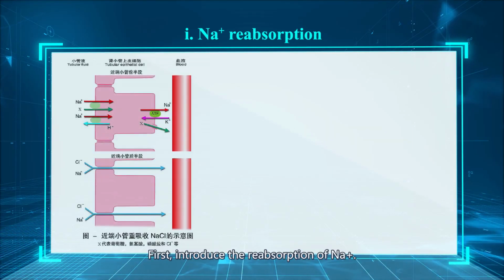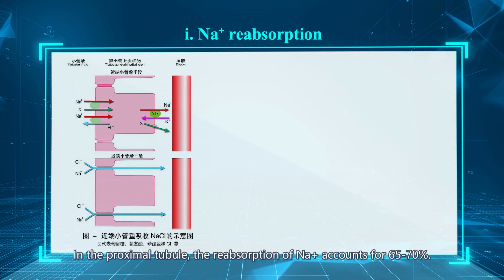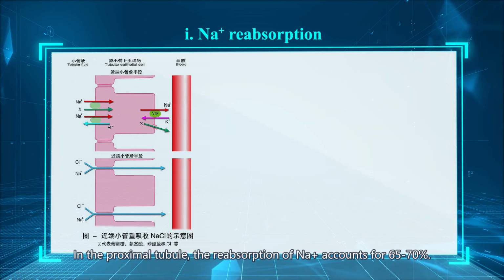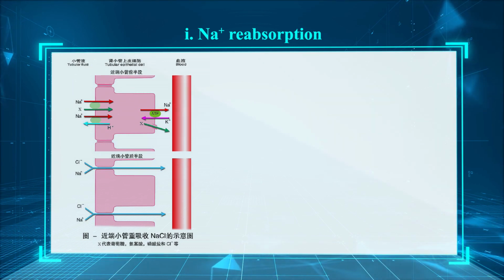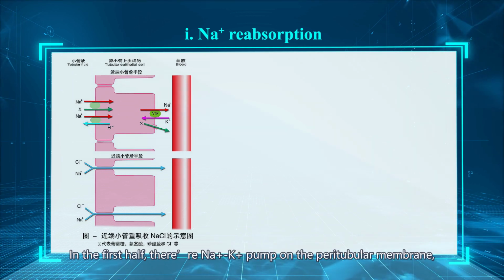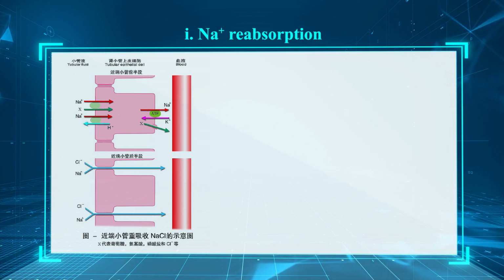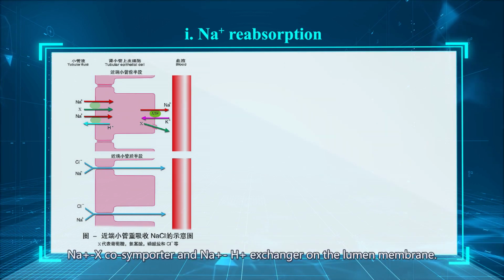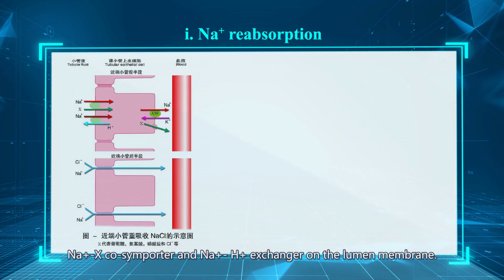First, we introduce the reabsorption of sodium. In the proximal tubule, the reabsorption of sodium accounts for 65 to 70%. In the first half, there are sodium-potassium pumps on the peritubular membrane, and a sodium-X co-importer and sodium-hydrogen exchanger on the lumen membrane.